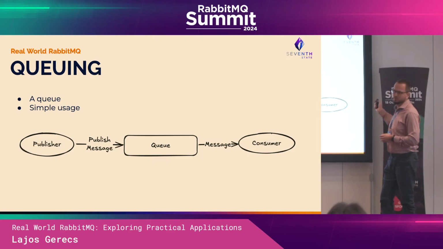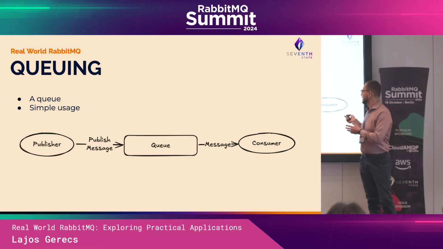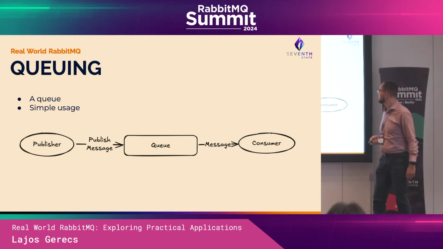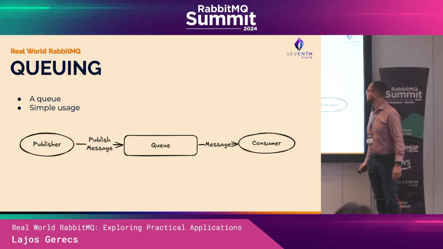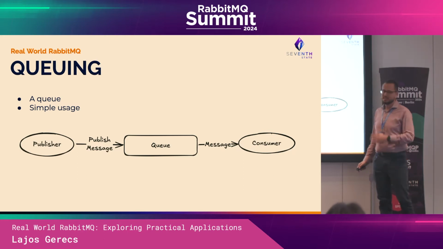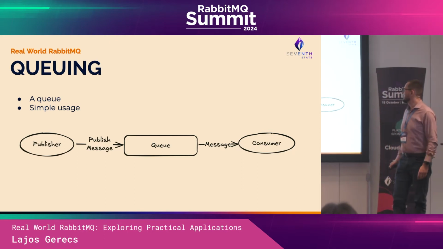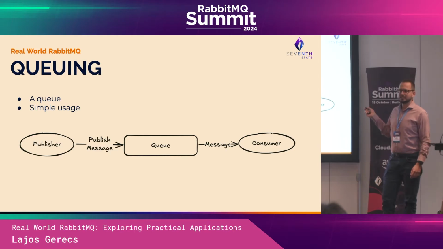And if we take down the consumer for maintenance, the consumer can continue where it left off, basically. So yeah, this is the simplest usage you can have with RabbitMQ, and this is already, I think, a very useful one. We see this a lot, right?